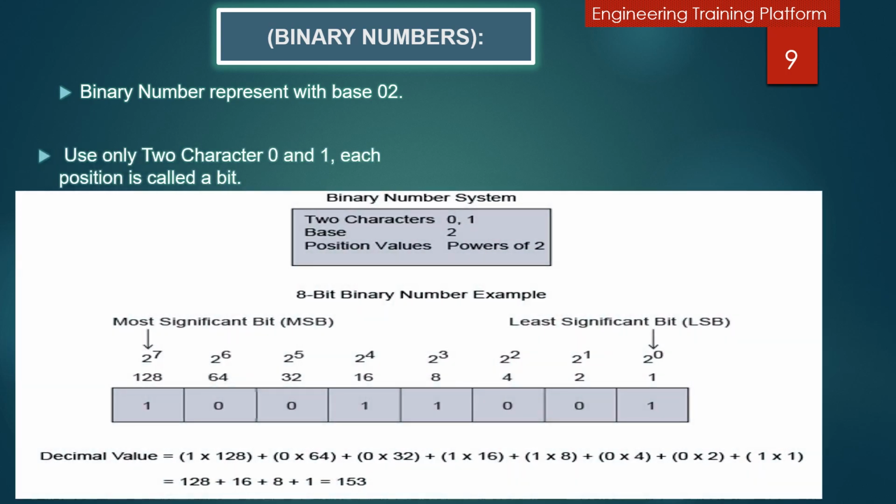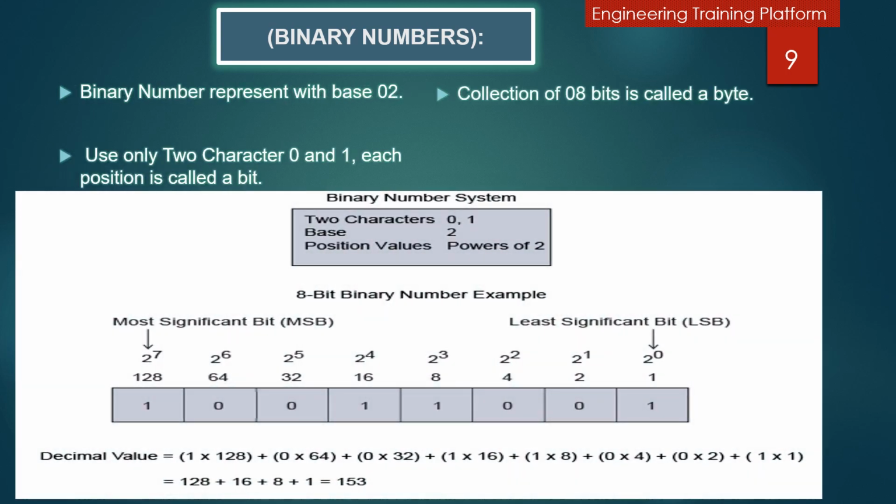Now we are going to discuss the binary number. The binary number is represented with a base of 2 and uses only two characters, 0 and 1. Each position is called a bit, and a collection of 8 bits is called a byte. When a PLC does a calculation, it does not convert the binary number to decimal to make the calculation. Therefore, it is useful to understand how to convert a binary number into a decimal number.